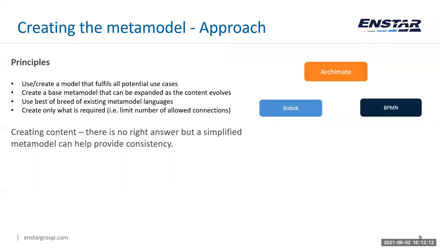So we looked at Archimate as the boilerplate, if you like, for creating the meta model, but we took lots of elements from BizBok for the business architecture viewpoints. And we also used some components of the BPMN notation as well, so we could provide better business process diagrams that are understood by the business analysts. So this then creates our own Enstar meta model. It's got some specific elements to Enstar, but can be used, I think, across other industry areas as well.